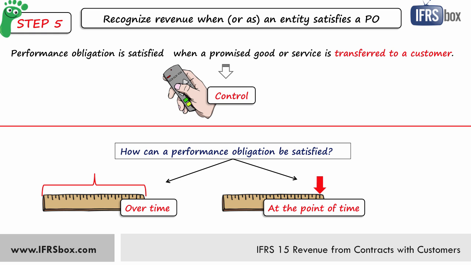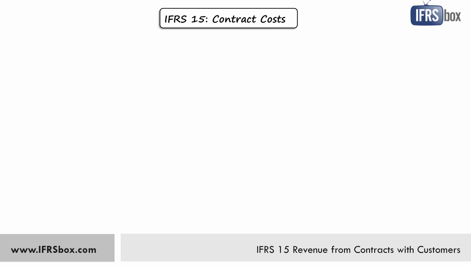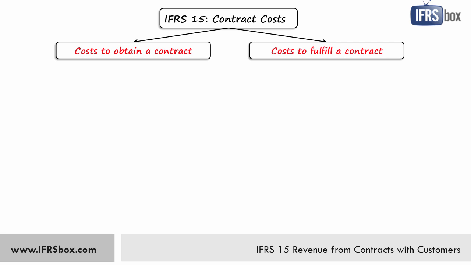Well, we have just finished an extremely brief review of the 5-step model for revenue recognition, but IFRS 15 specifically guides us also on other related topics. One of them, a very important one, is contract costs. IFRS 15 specifies the accounting treatment of cost to obtain a contract and cost to fulfill a contract. Costs to obtain a contract are incremental costs. In other words, costs that would not have been incurred without obtaining that contract.